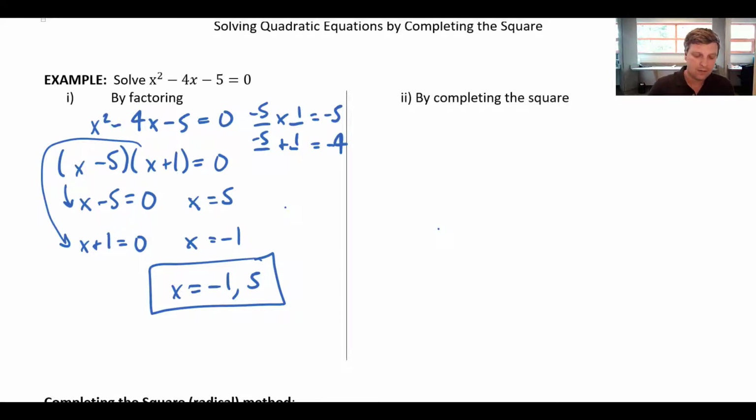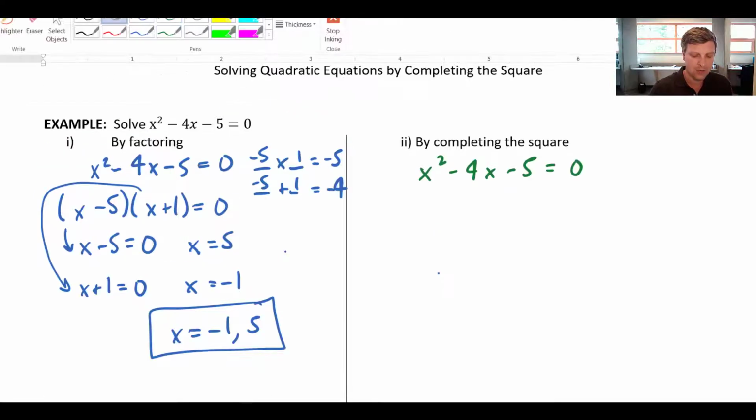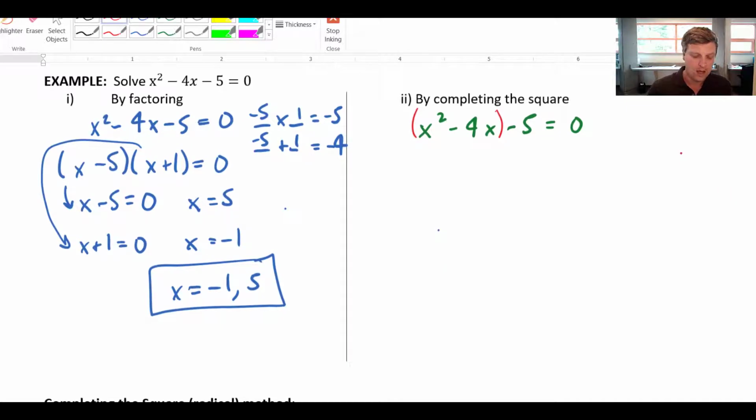So how do we do that if we do it by completing the square? You'll remember for completing the square, I'm going to start with my exact same equation here. When we complete the square, we're just going to look at the first two terms. We're going to separate them out and leave the c term on its own there.